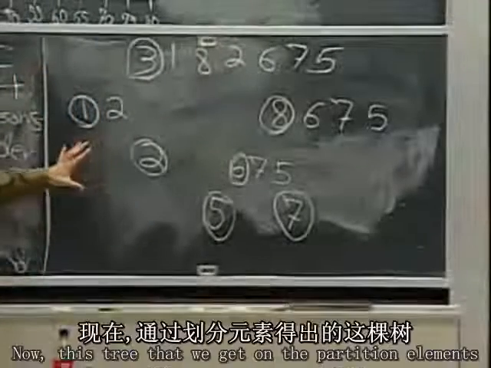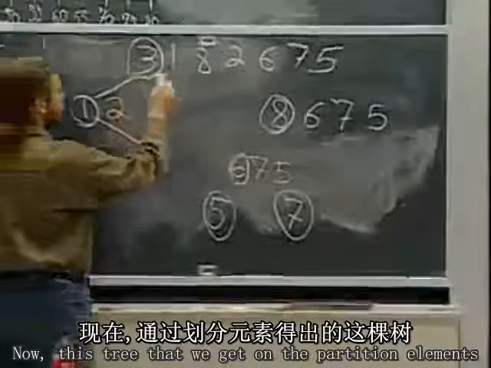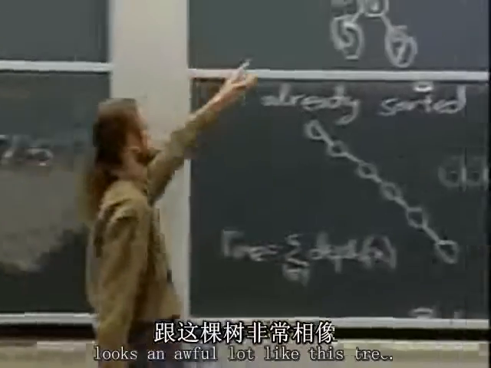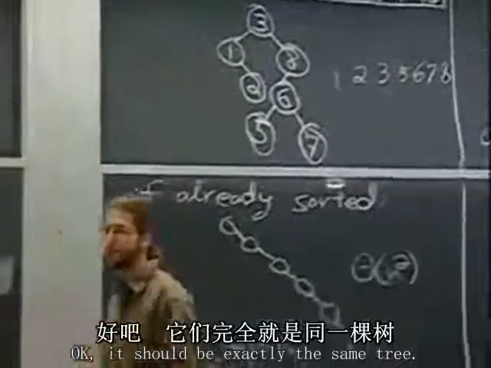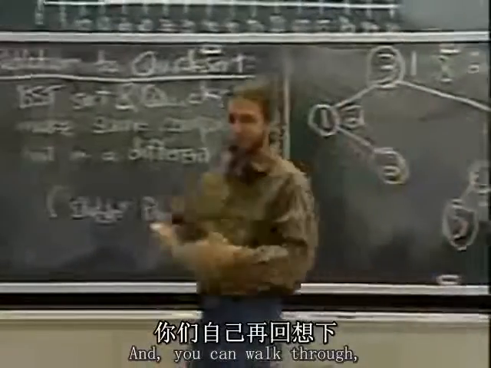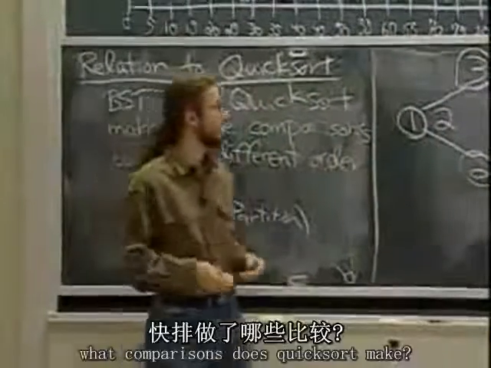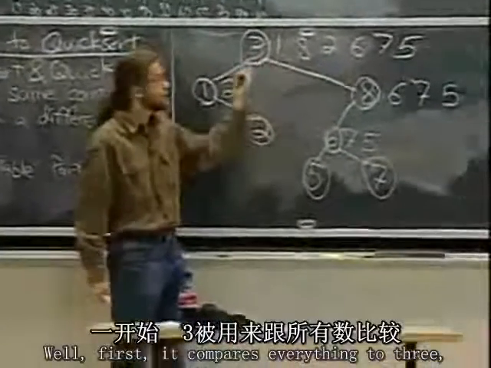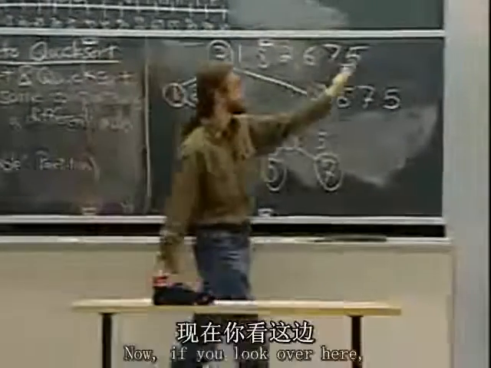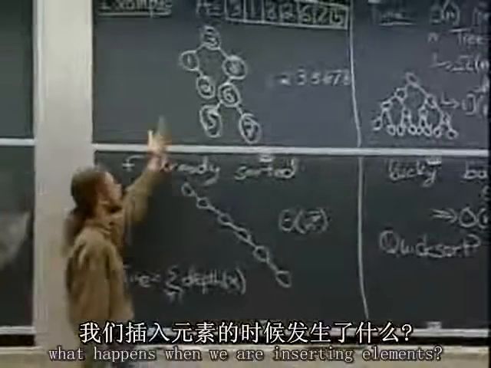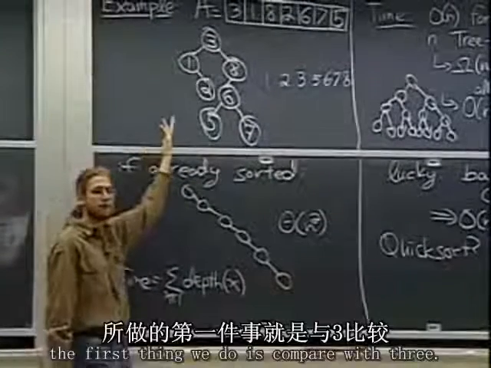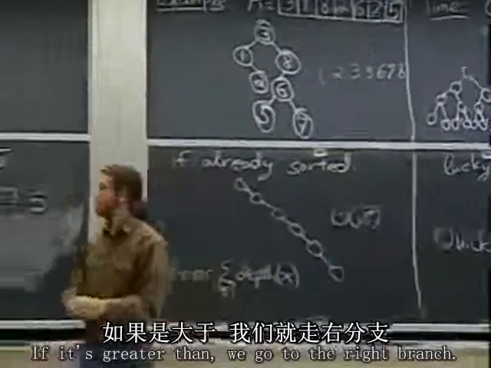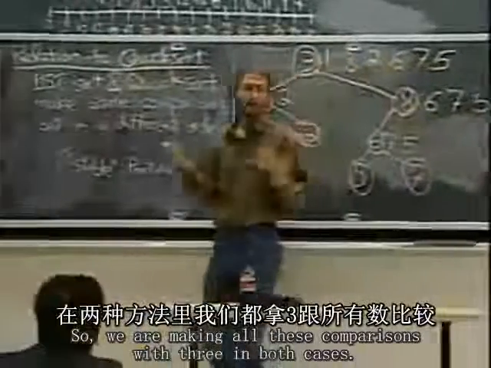Now, this tree that we get on the partition elements looks an awful lot like this tree. It should be exactly the same tree. And you can walk through what comparisons quicksort makes. Well, first it compares everything to 3, except 3 itself. Now, if you look over here, what happens when we're inserting elements? Each time we insert an element, the first thing we do is compare with 3. If it's less than, we go to the left branch. If it's greater than, we go to the right branch. So we're making all these comparisons with 3 in both cases.